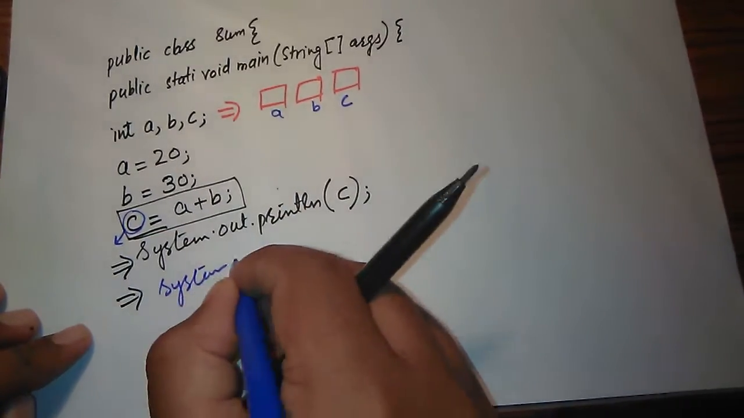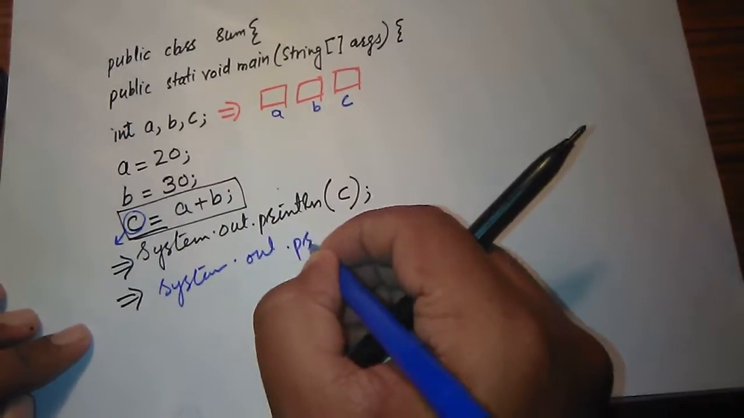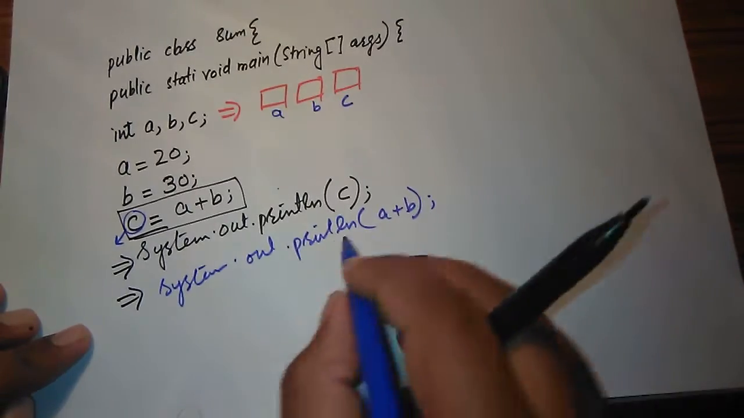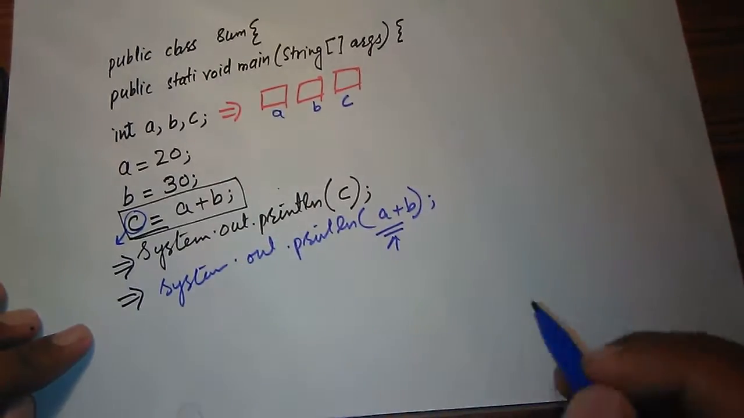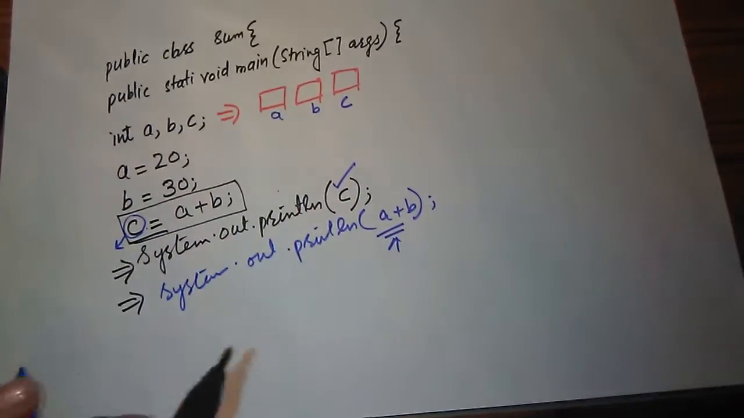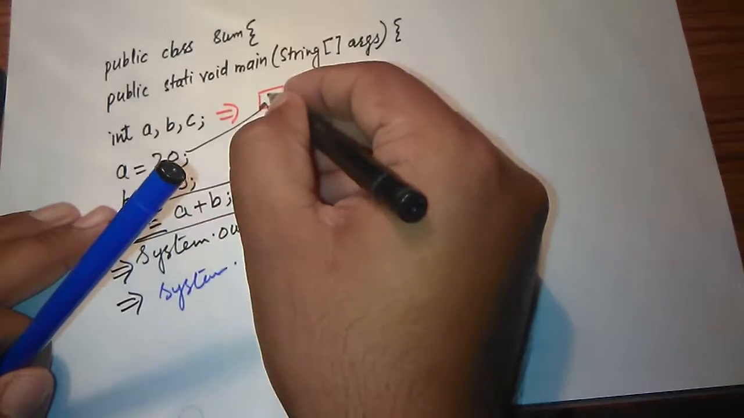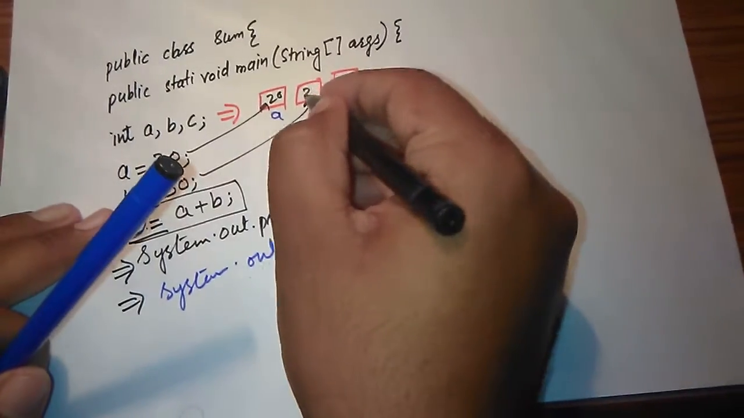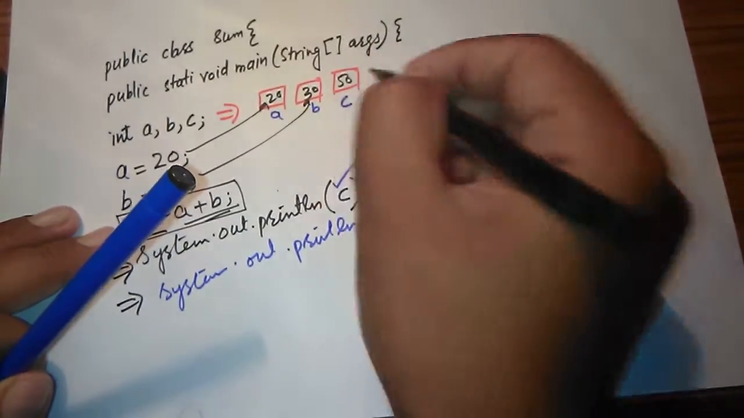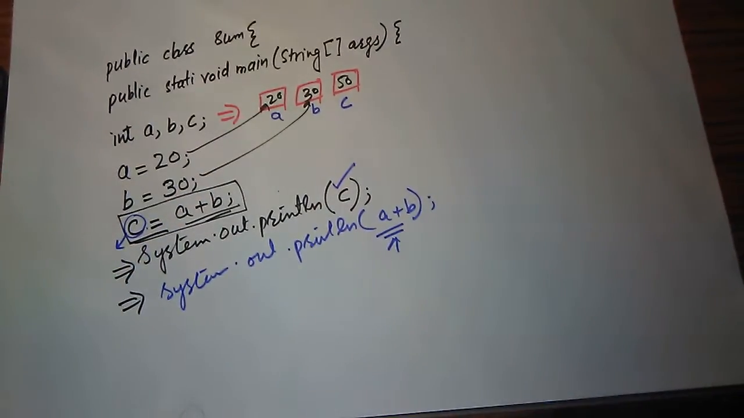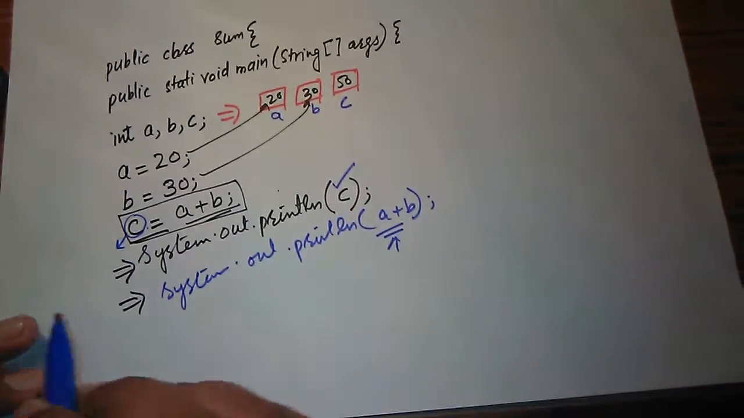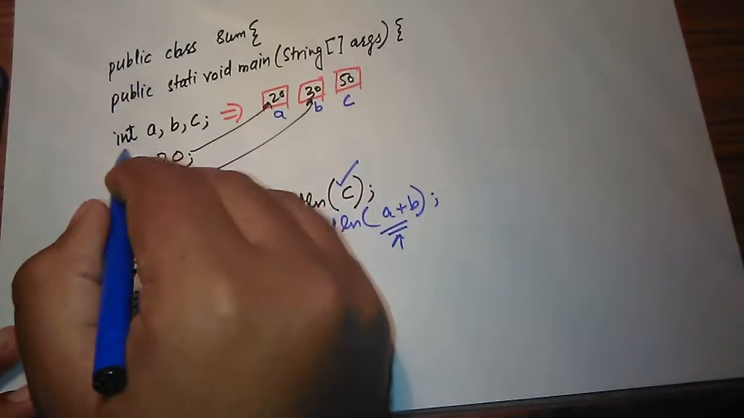So I will write only System.out.println a plus b simply in the print method. This will give me the same result as with c here. So this will store here, this will store here, and the sum of these will be stored here. You can see the comparison between these two statements now.